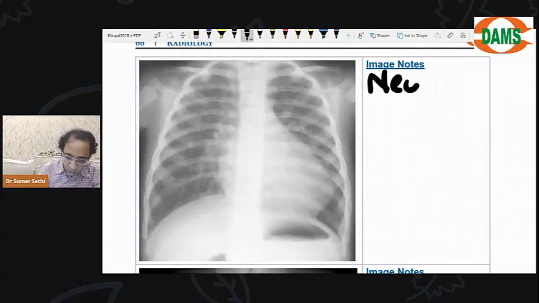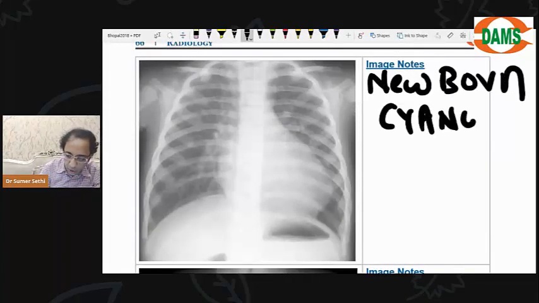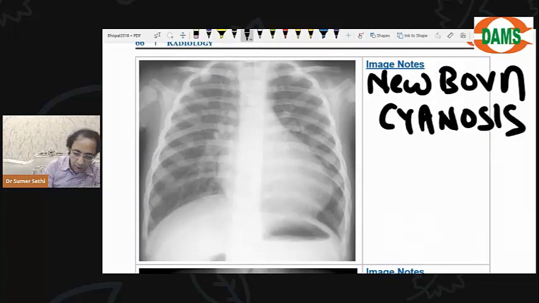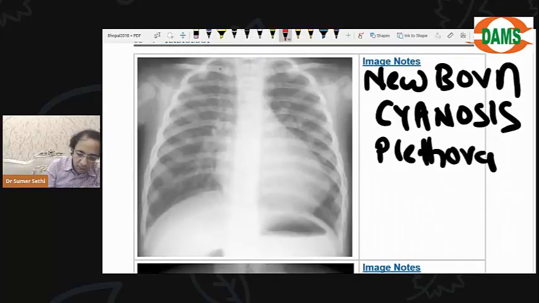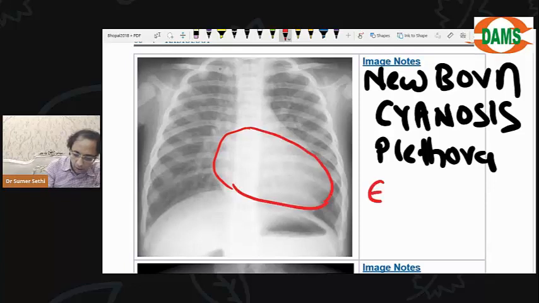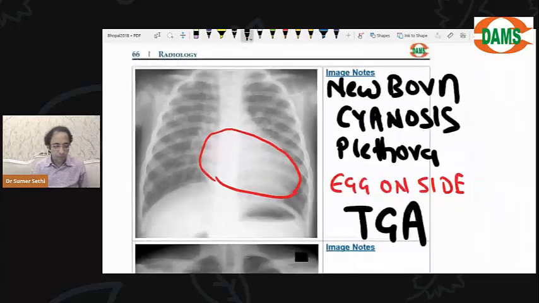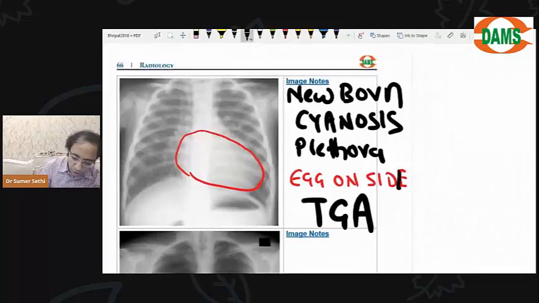Now in the question they will say a newborn. पहले में child था, ये newborn है with cyanosis. ऐसा लिखा होगा. Lungs have increased vascularity. We will call it plethora. Lungs में ज़्यादा white areas हैं. The heart is shaped like this. This is called as egg on side heart. Answer is TGA. So this is called as egg on side heart, which is seen in transposition of great artery.